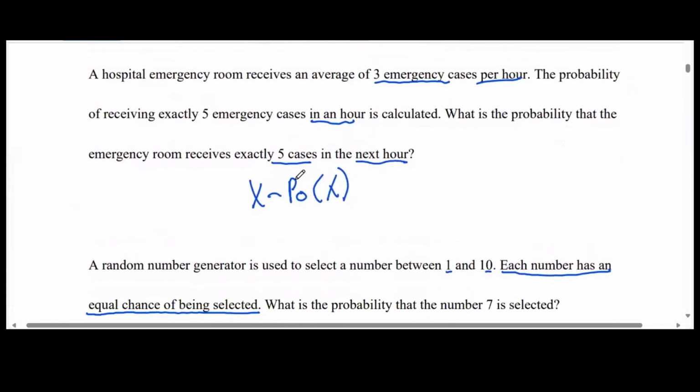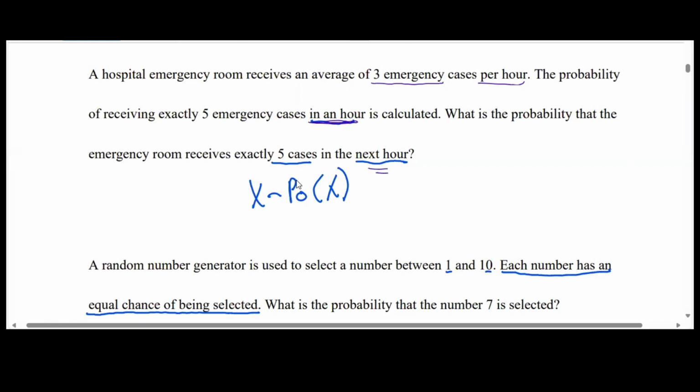So look at this question. Look at the part where they mention the interval. They will give you some type of interval. They might say an average. I will show you what they mean by the average just now, but let's look at the key words it does use. A hospital emergency room receives an average of 3 emergencies per hour. Look at the interval. They give you an interval there. What is the probability that the emergency room receives exactly 5 in the next hour?